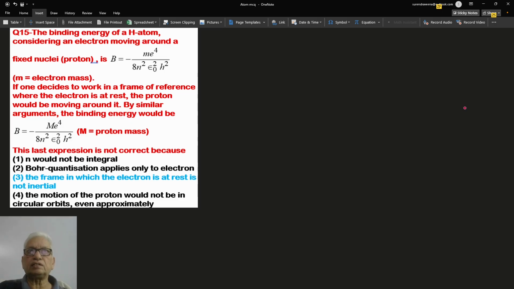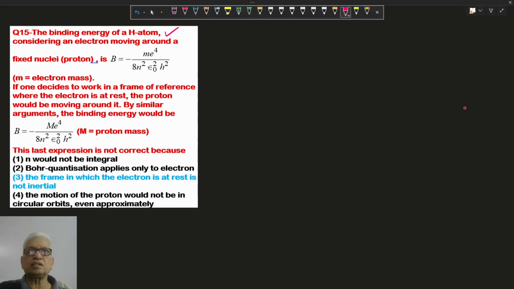In this question, the binding energy of the hydrogen atom is given by this formula, where m is the mass of the electron. On the other hand, if one decides to work in a frame of reference where the electron is at rest and the proton is moving around, the binding energy is given by this, where m is the mass of the proton. So this option is not correct. Why? Because if you are taking the electron at rest, it is accelerating. Acceleration in the electron means it is not following the law of inertia. It is a non-inertial frame of reference.